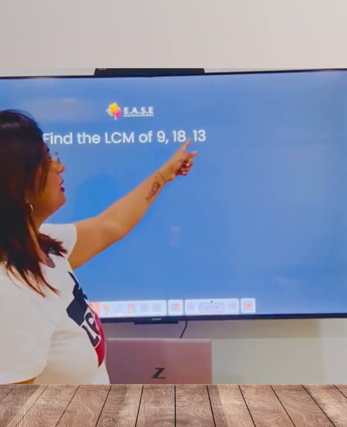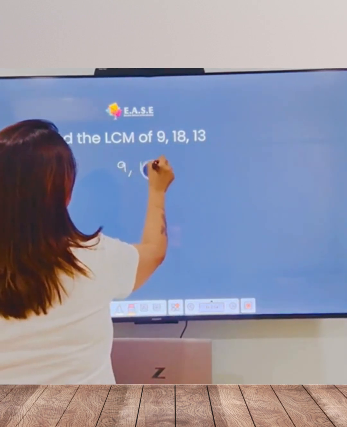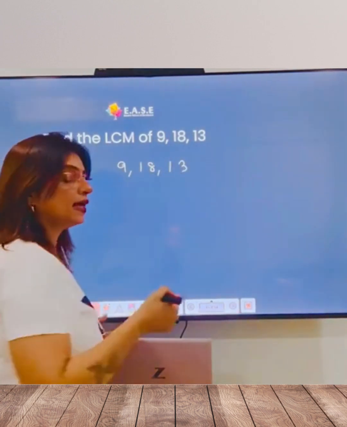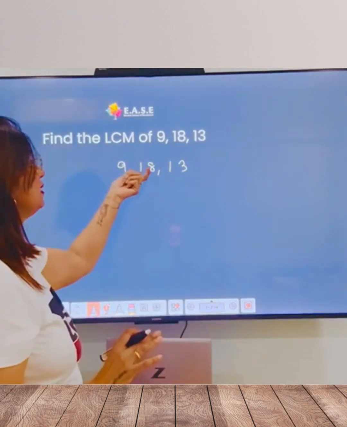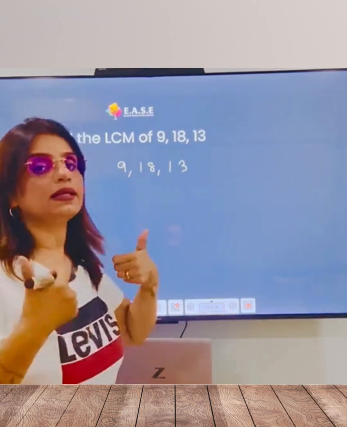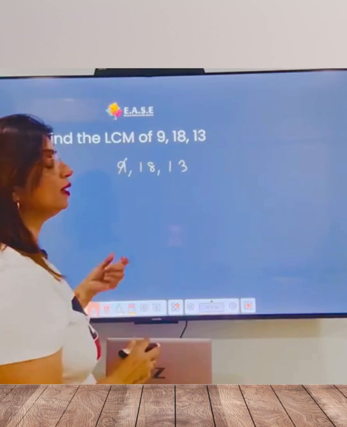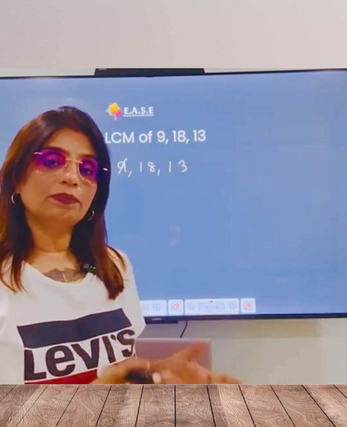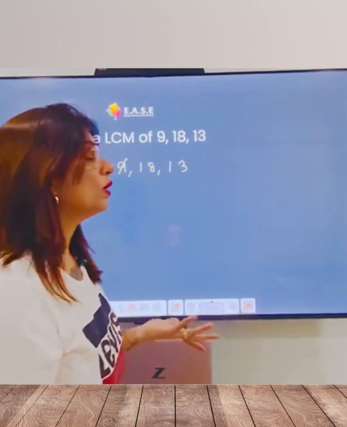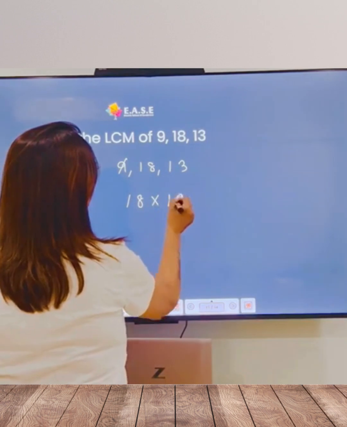We have 9, 18 and 13. What are we going to do? Again, as usual, we are going to pick up the largest number. Largest is 18. Will 18 come in 9's table? Yes, it will. So you cut it off. Then you're left with 18 and 13. 13 is a prime number. There is no way 18 can appear in the table of 13. So we are simply going to multiply 18 times 13.